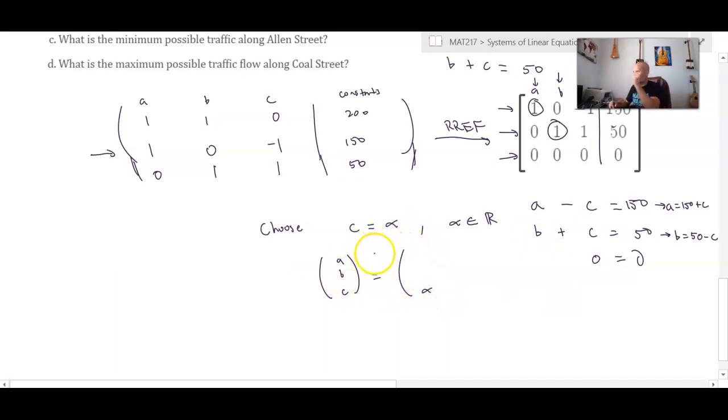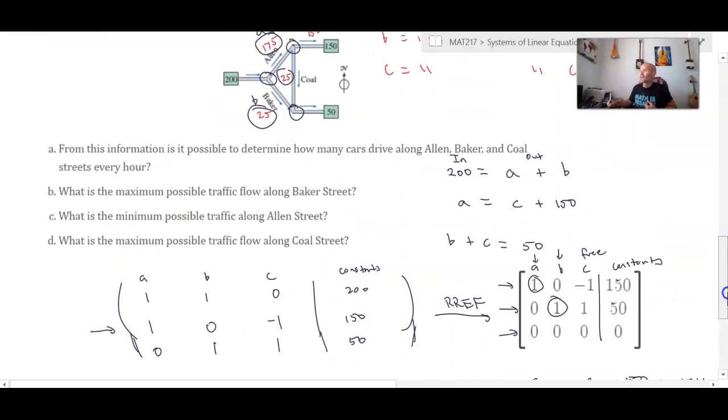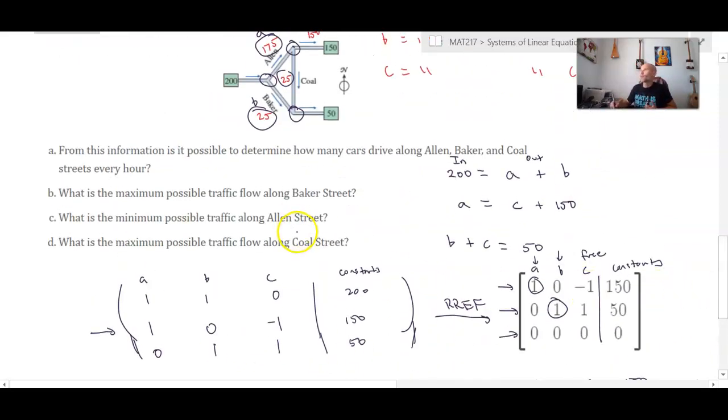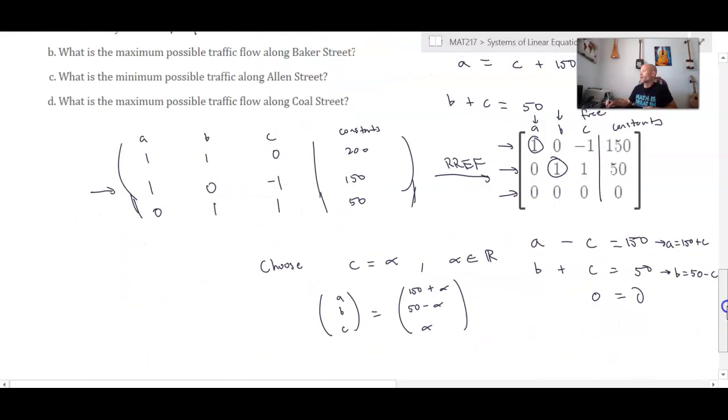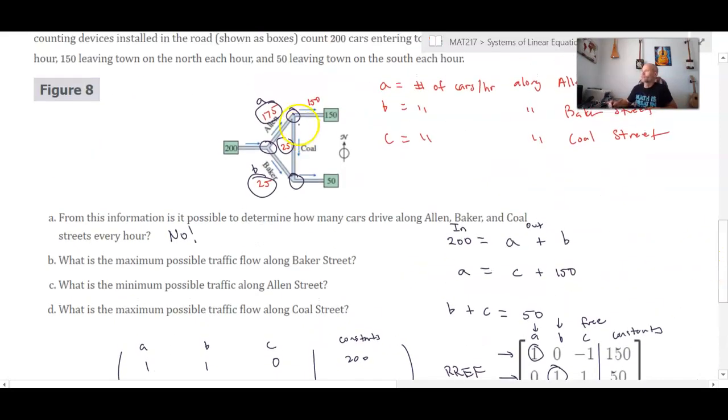We're going to assign it a number, and then B will be 50 minus that number that we assign to C. A will be 150 plus that number that we assign to C. And so from the looks of it, to answer part A, is it possible to determine how many cars drive? No, it's not, unfortunately, unless we have some additional information on the number of cars going down Cole Street.